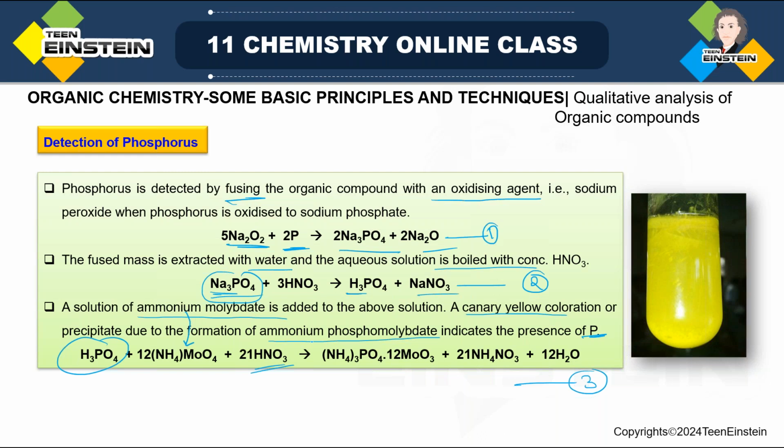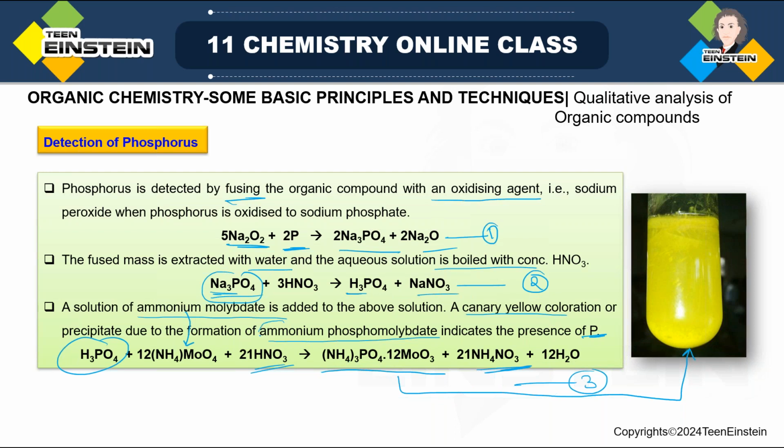So together, this is the balanced equation, as you can see, and it will now produce ammonium phosphomolybdate. This is actually the reason for this canary yellow precipitate. So (NH4)3PO4, then 12 MoO3, 12 H2O, and ammonium nitrate will be the byproduct.